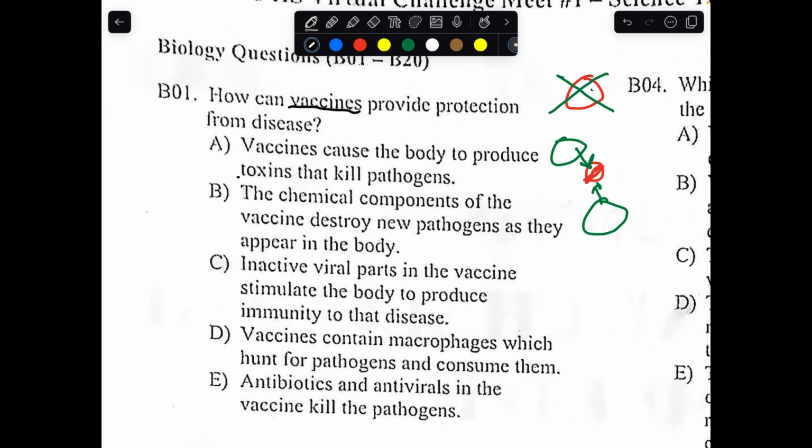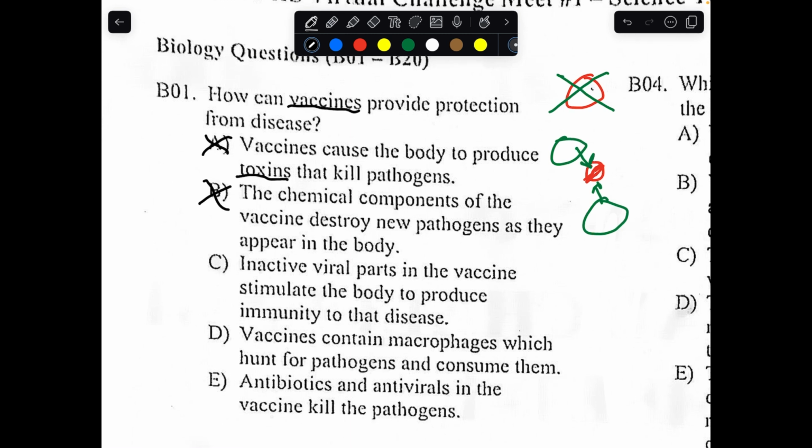Vaccines cause the body to produce toxins that kill pathogens. Our bodies do not produce toxins that kill pathogens. Vaccines don't make us produce toxins. They train our immune system to attack that pathogen in the future. The chemical components of the vaccine destroy new pathogens as they appear in the body. Again, vaccines don't destroy anything. Vaccines don't coat the toxins. They don't physically destroy the viruses themselves.